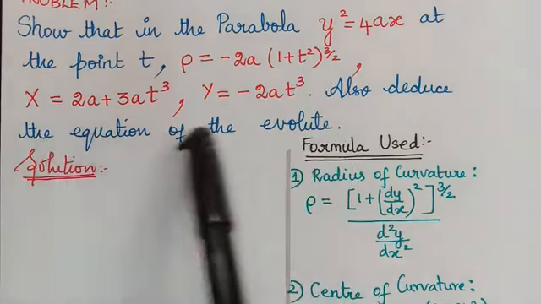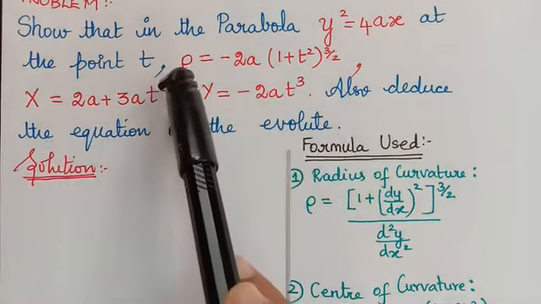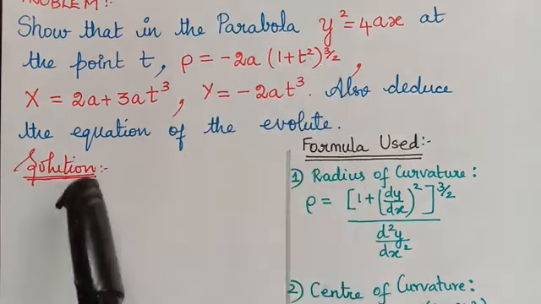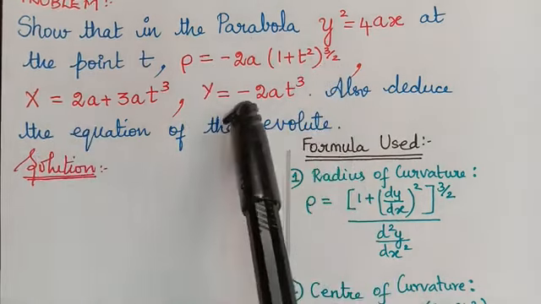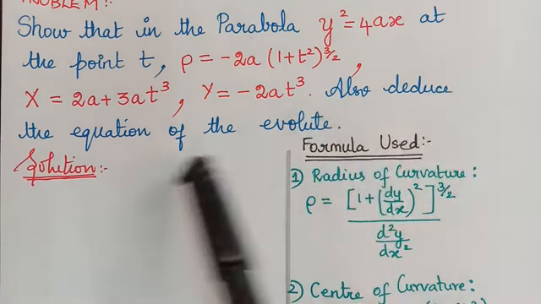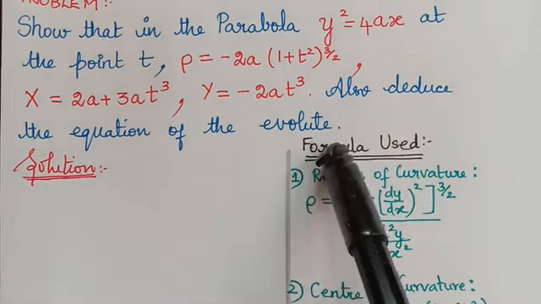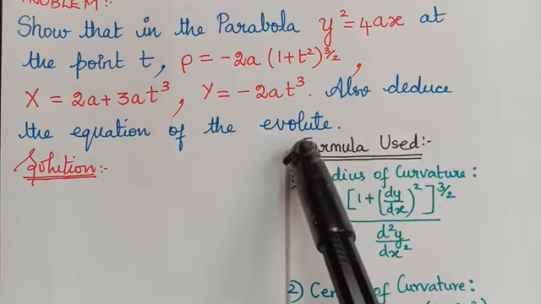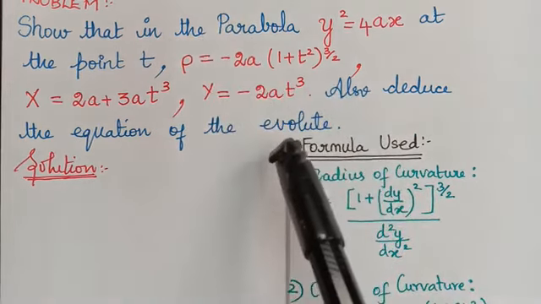So we have to prove this. We have to prove that the radius of curvature is equal to this, and we have to prove that the coordinates of the center of curvature are this. Also, they are asking us to deduce the equation of the evolute. So we are going to learn these three in this video.